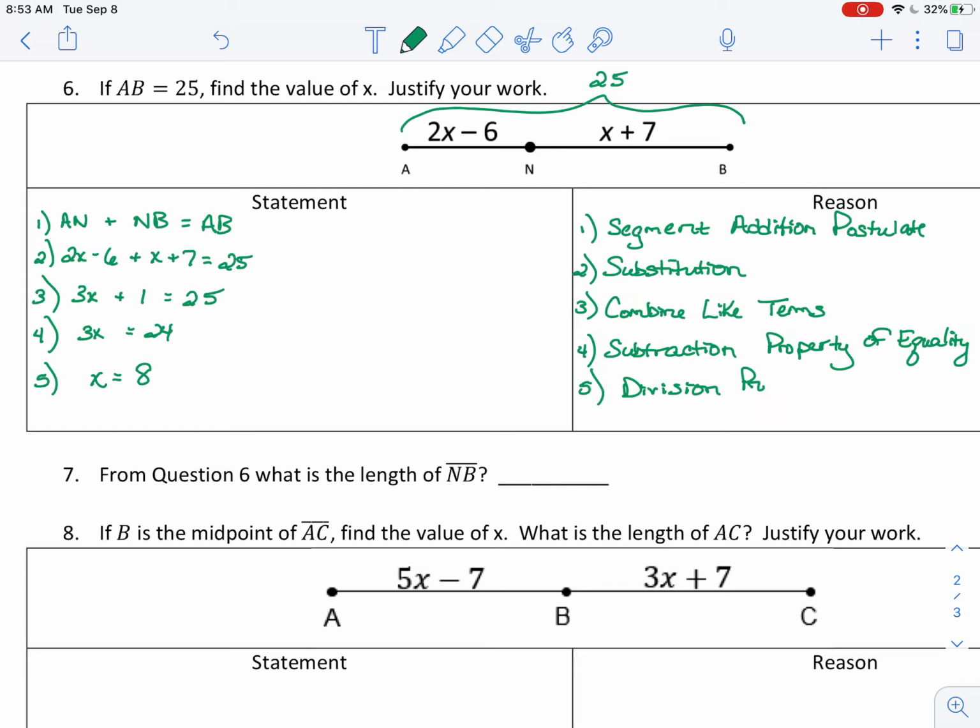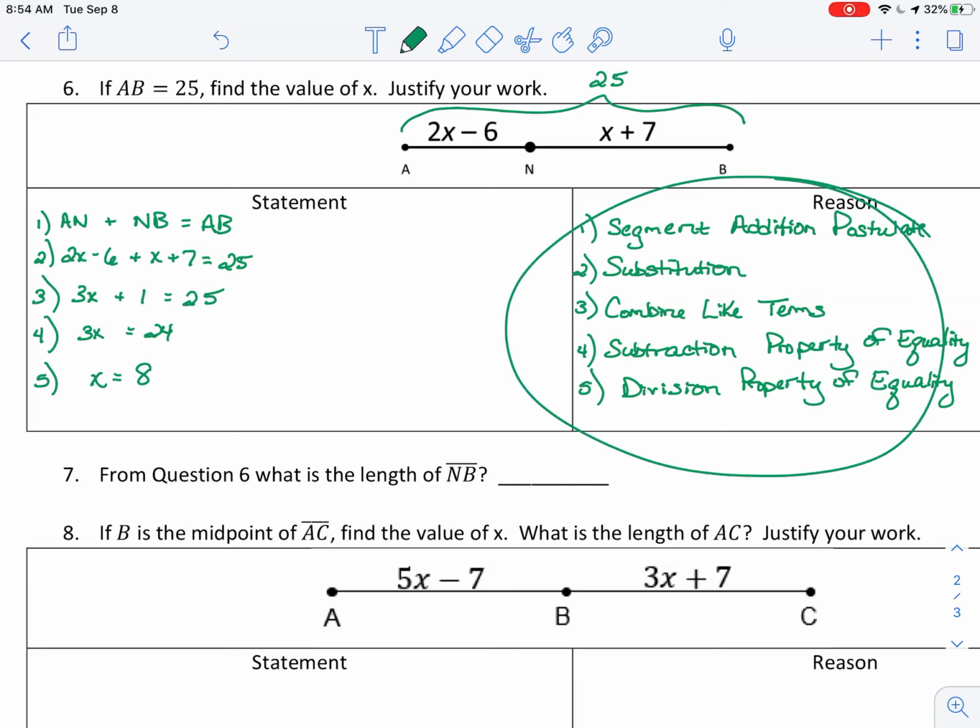And every year I say this, and every year still students do it. Do not write "answer" on this right-hand side. I don't care if that is the answer. You will never have a reason called answer. There will always be some mathematical reasoning for why you should be doing what you're doing.